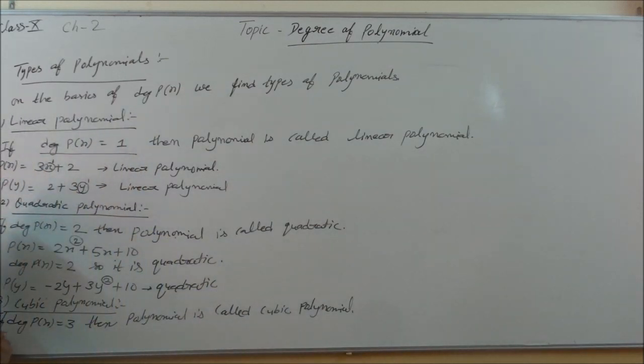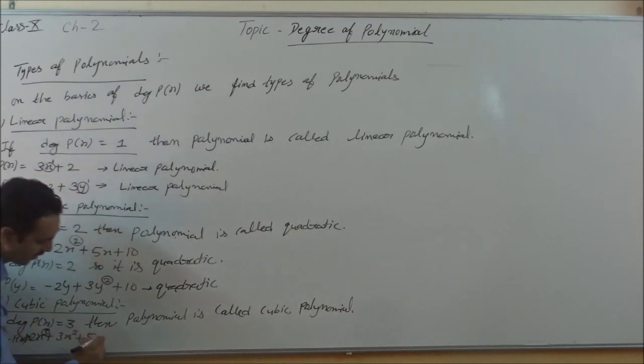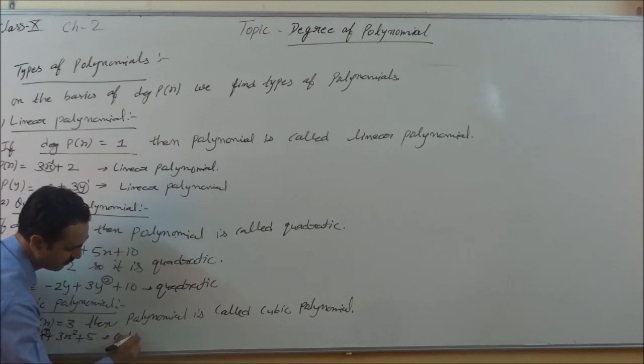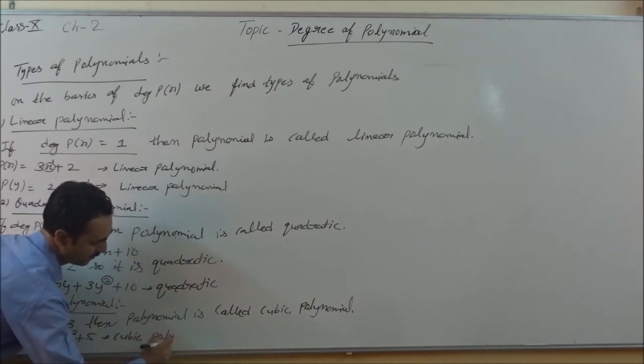Let's take an example. P(x) equals 2x cube plus 3x square plus 5. So what is the highest power, the degree of the polynomial here? 3. So it is cubic. Cubic polynomial.